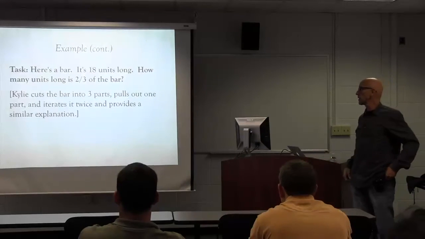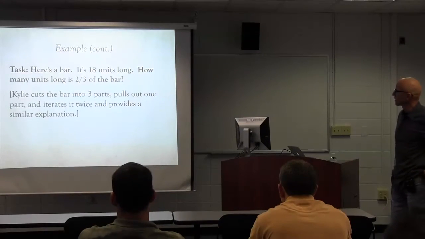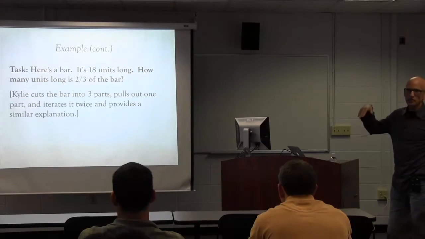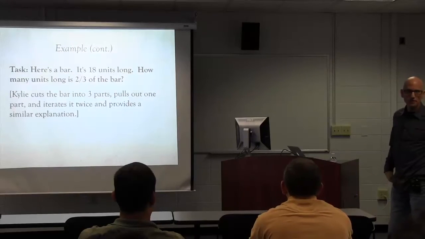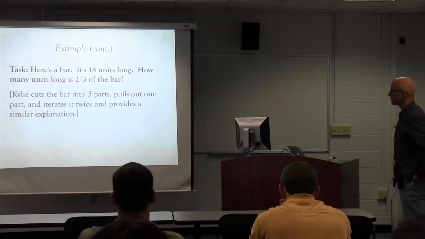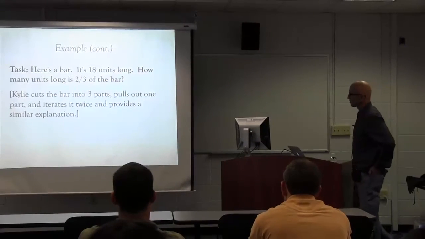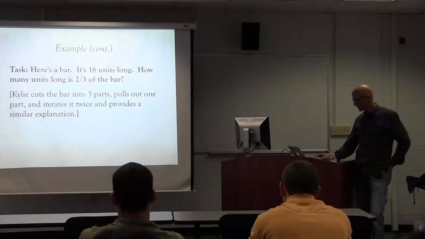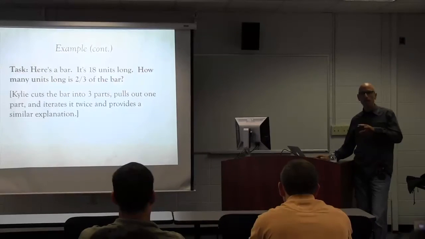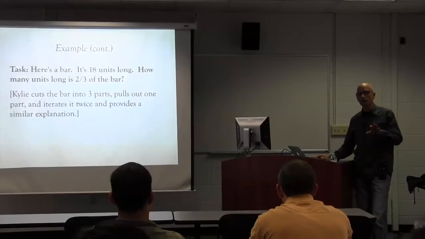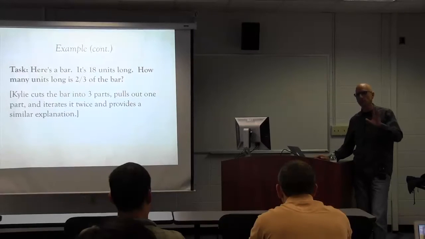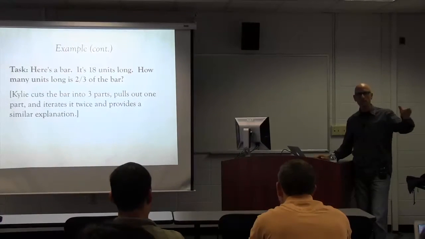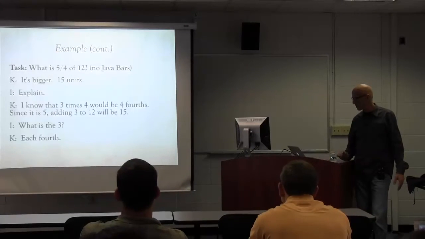Then she's given a similar task as a bar. It's 18 units long. How many units long is 2/3 of the bar? Okay, and we're also starting to drop out the specific directions of draw the bar or find 2/3 of the bar. Kylie cuts the bar into 3 parts, pulls out 1 part, iterates it twice, and provides a similar explanation. Okay, and each of these problems, I can't remember whether these are successive problems. There probably leaves some out of the set, but you're seeing the different types of problems in progression.